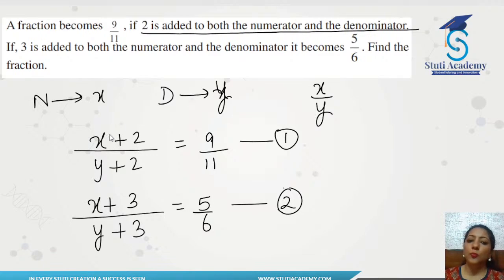Now we are adding 2 to both numerator and denominator. So we've got x plus 2 upon y plus 2 as a new fraction, which is actually 9 by 11. This is given to us in the question. In the second case, we are adding 3 to the numerator and denominator. This is the new fraction, that is actually 5 by 6. This is also given to us in the question. Now we have to solve for the original fraction. That means we need to solve for x and y. So I'm going to first simplify these two equations. So I'll cross multiply here.